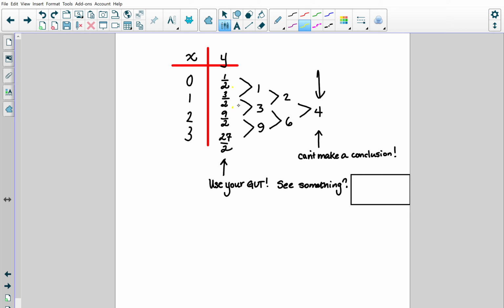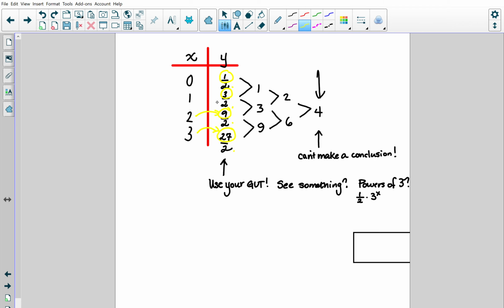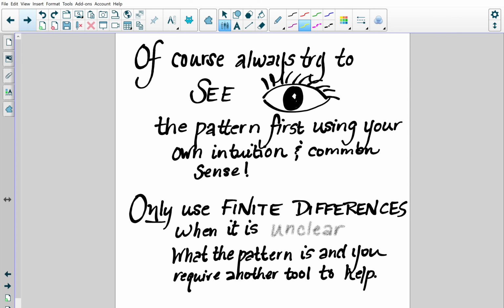I happen to see 2 in the denominator each time, and I see powers of 3 happening in the numerator. Okay, powers of 3. So that function was 1/2 times 3 to the x. Okay, if you really looked. So, you want to see if you see something first. So, always try to see the pattern first, using your own intuition and common sense. Use finite differences only when it's unclear what the pattern is and you require a tool to help. Okay?